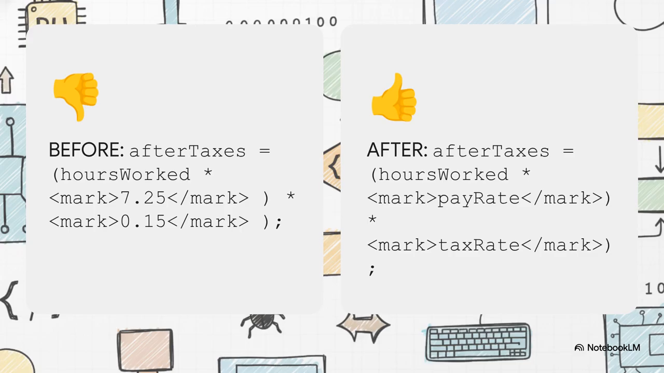Look how much better this is. By creating constants named pay rate and tax rate, the code instantly becomes readable. It tells a story. And the best part? If the tax rate ever changes, you only have to update it in one place. It's clean, it's clear, and it's so much easier to maintain.